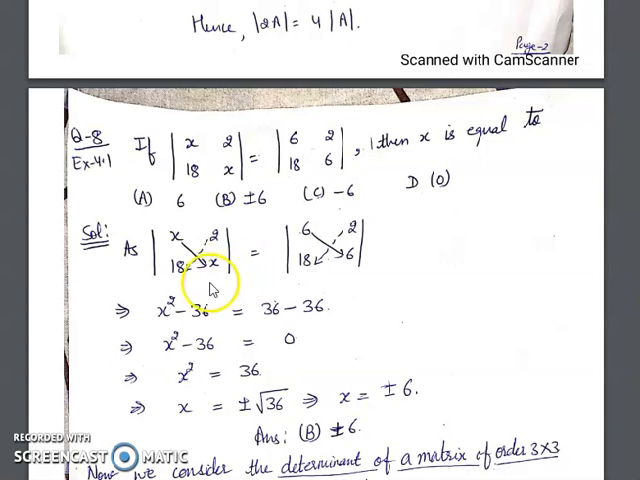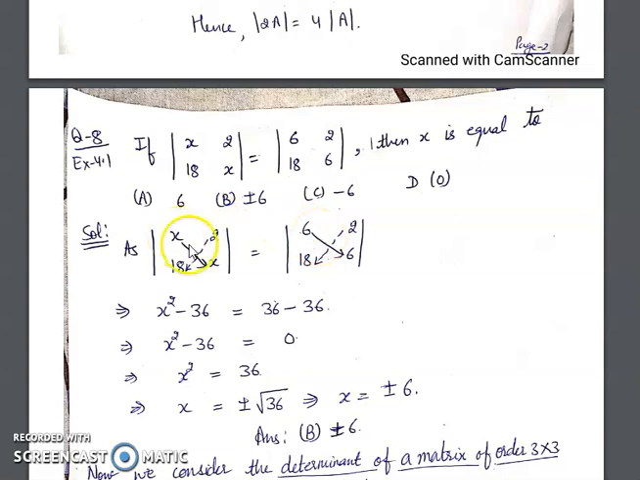Clear? In matrix, if two matrices are equal, then their corresponding elements are equal. But in determinants, if two determinants are equal, it means their value is the same. Means after expanding the determinant, its value is the same. It doesn't mean that corresponding elements are equal. So that's why we first find out the value of both the determinants.